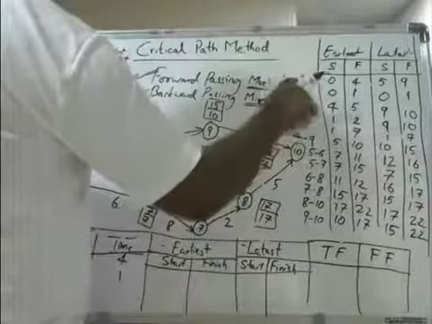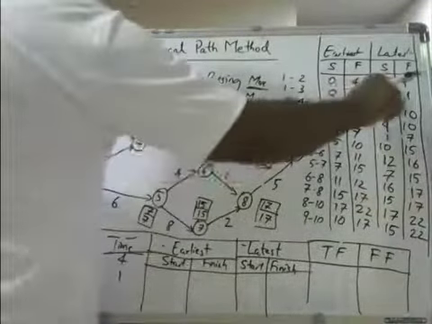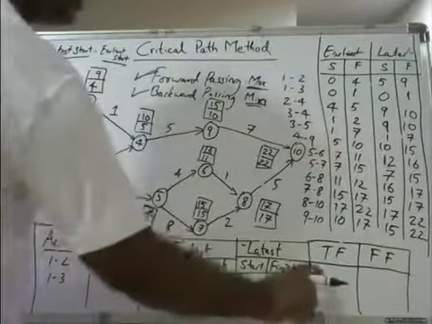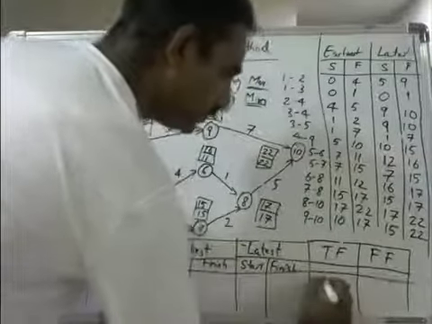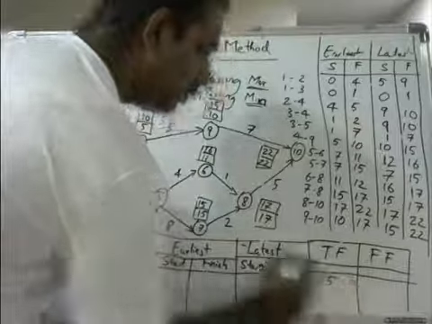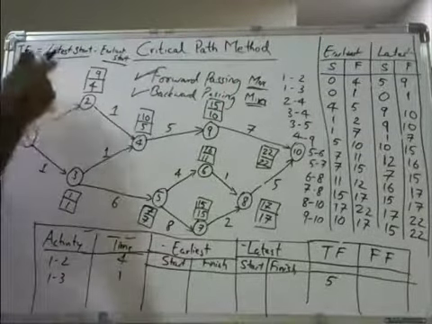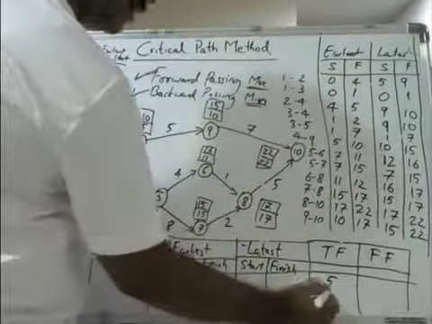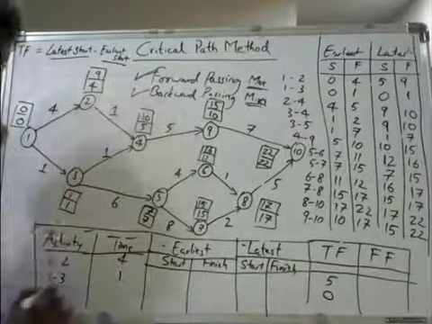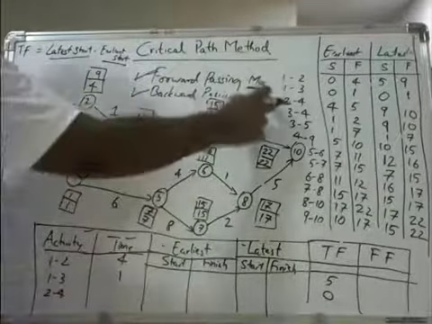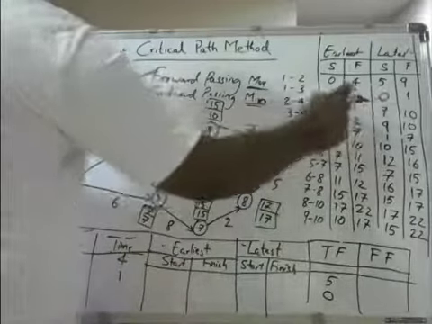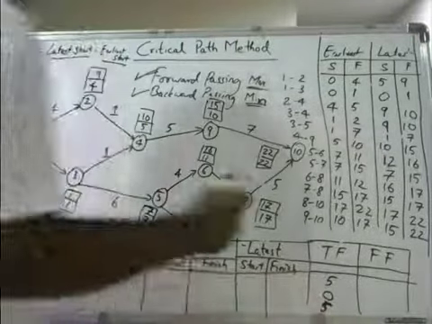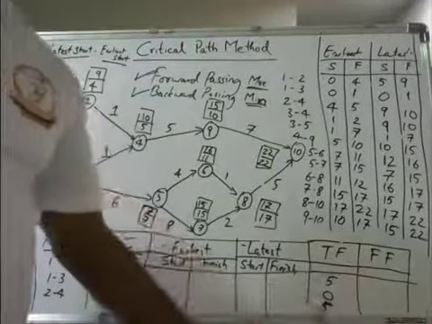Latest start time for 1 to 2 is 5, minus 0. 5 minus 0 is 5. Okay. For 1 to 3, 0 minus 0 is 0. For the third one, 2 to 4, if you do 9 minus 4, that is 5. In this way, you can write total float for all the activities.